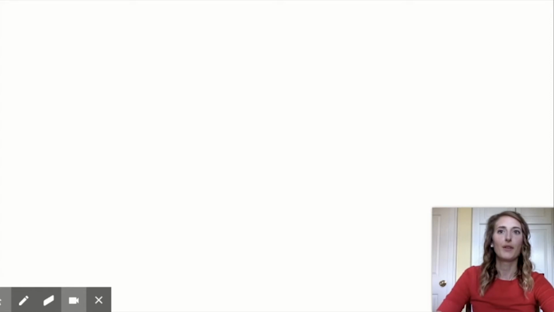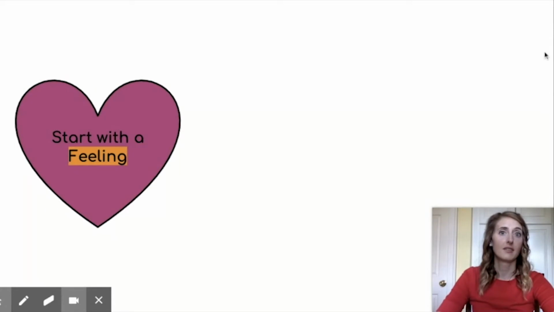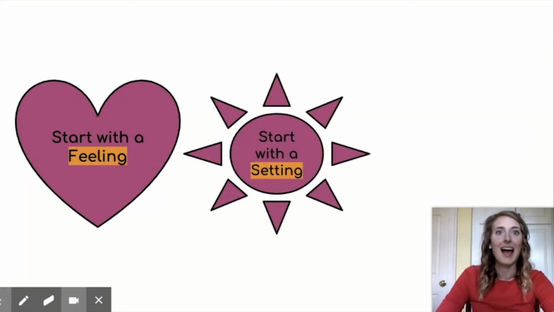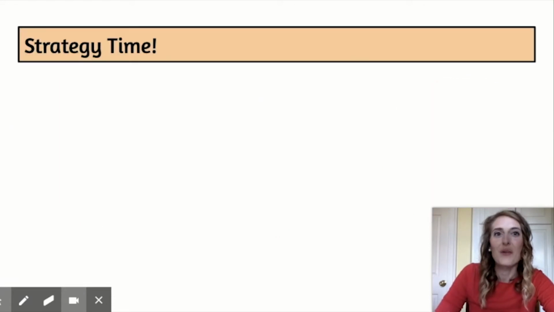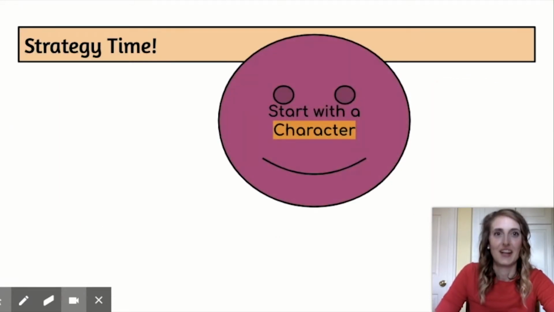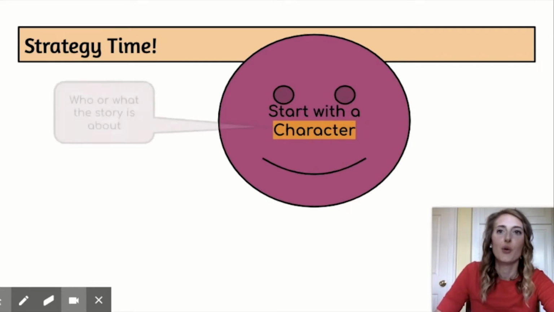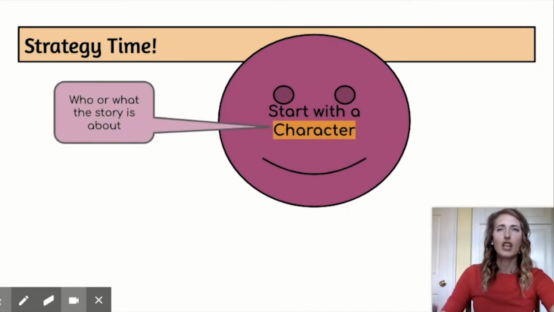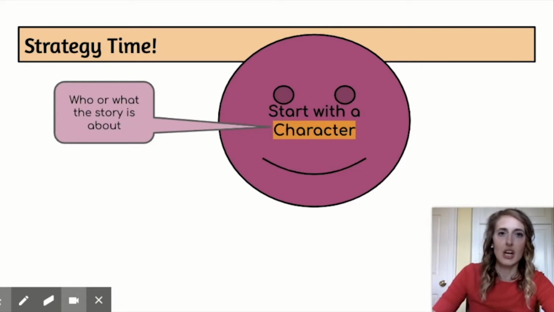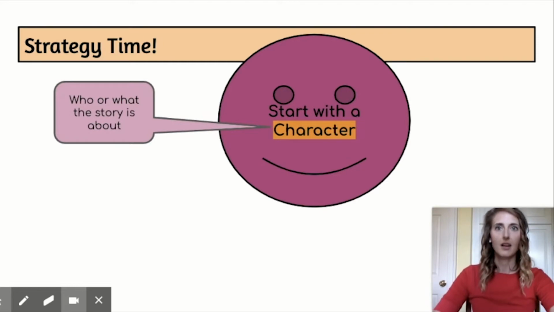Okay, writers, we've learned 2 ways to generate ideas for writing, starting with a feeling or starting with a setting. I have one more strategy to show you. Drum roll, please. Start with a character. Of course, a character is who or what the story is about. You may have done this strategy with your teacher at the beginning of 4th grade when you wrote realistic fiction stories.